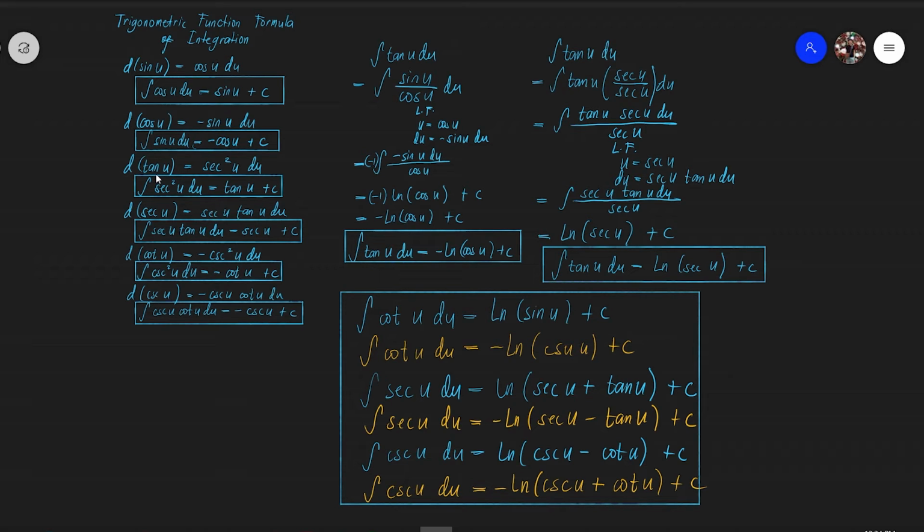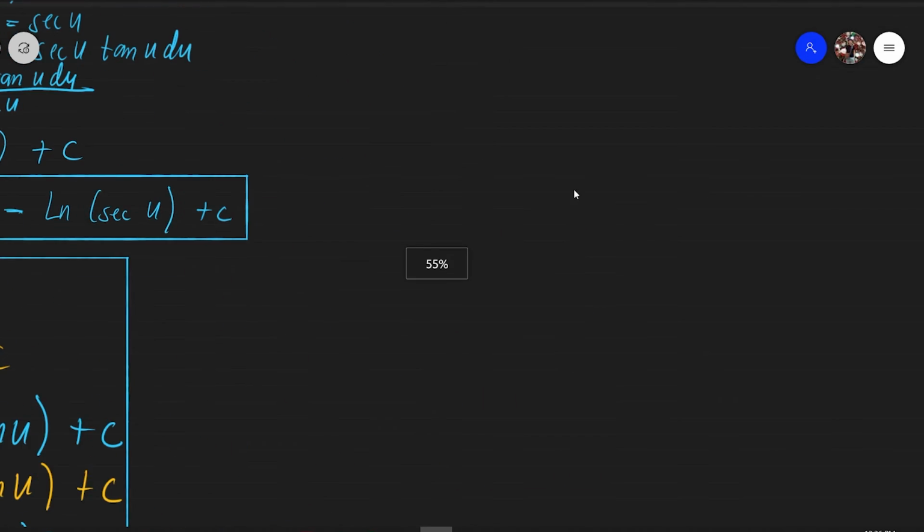Tangent is always associated with secant, and vice versa. Secant is always associated with tangent. Another one is cotangent, which is always associated with cosecant, and cosecant is always associated with cotangent. So you have to take note of that pairing of trigonometric functions because it will help you a lot in deducing what formula you will use.